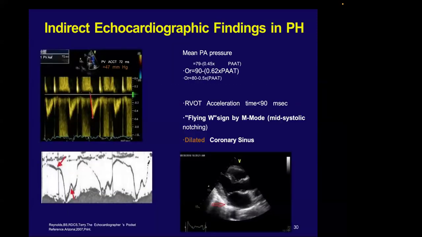Indirect echocardiographic findings: mean pulmonary arterial pressure, RVOT acceleration time less than 90 milliseconds, flying W sign by M mode, mid systolic notching, and dilated coronary sinus.